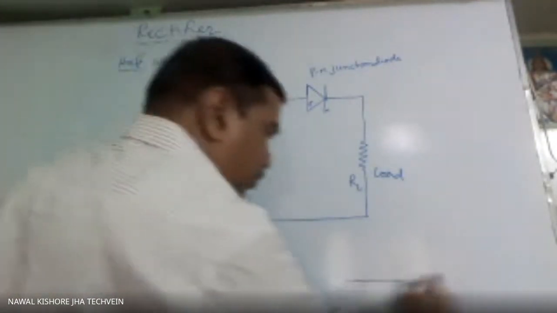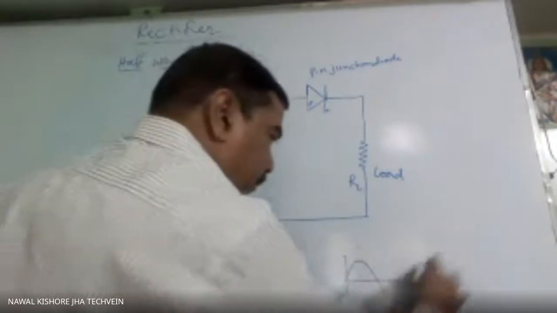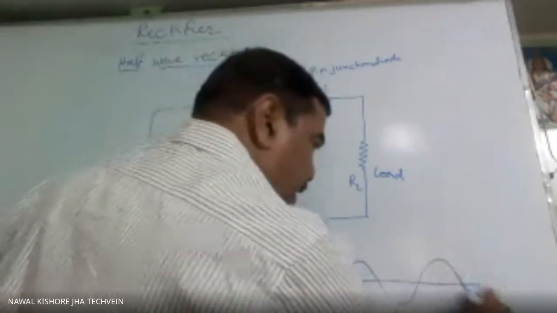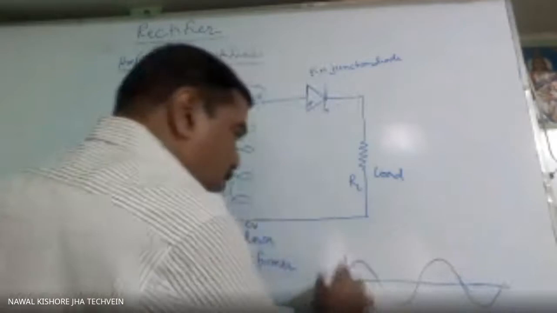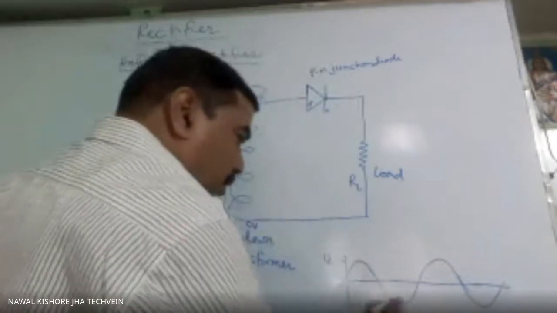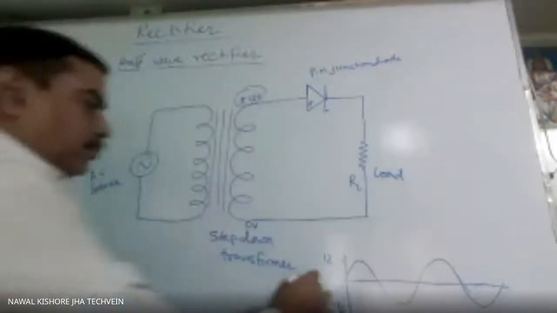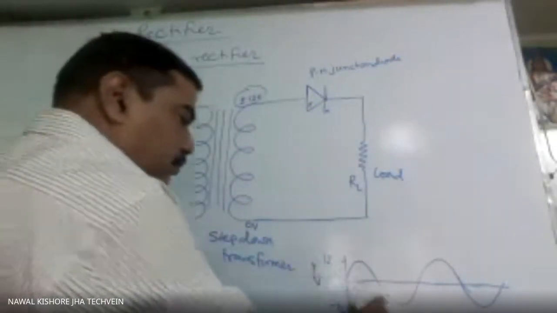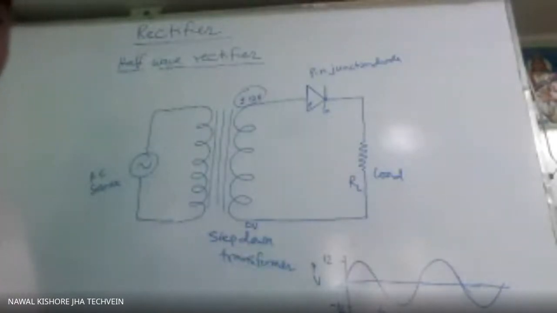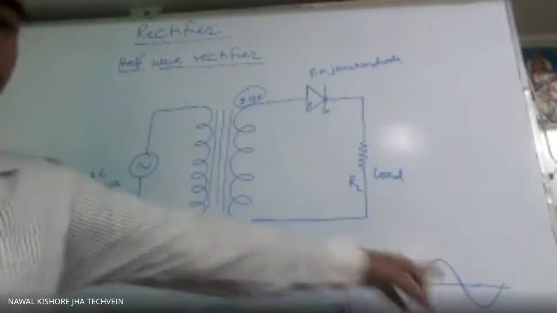So suppose the symbol is coming like this, meaning if you represent it as a graph like this, this is 0, this is plus 12, this is minus 12. So the voltage versus time graph will come like this, or the current versus time graph will also be like this only. This is the graph of AC.